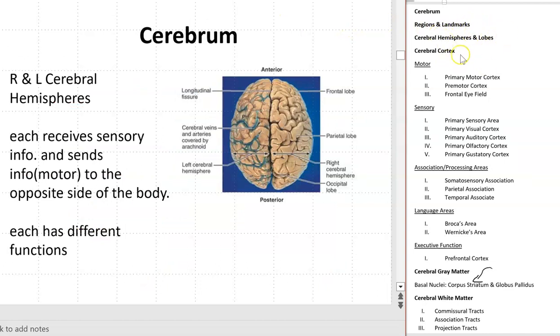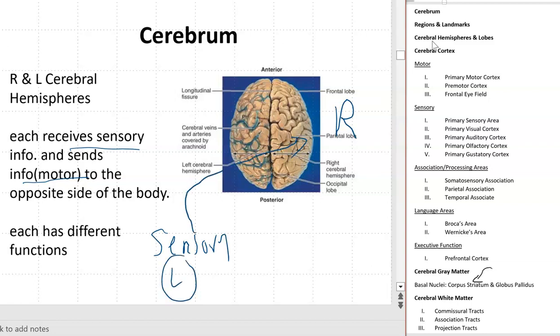We've talked about some of the lobes. We're going to get a little more detailed now and look at the cerebral hemispheres. So as we mentioned, your cerebrum is divided into a right and left cerebral hemisphere. And what's interesting is that each of those receives sensory information and sends motor to the opposite side of the body. So for example, my right cerebral hemisphere is going to process and receive all sensory information from the left side of the body, and it's going to send out all motor to the left side of the body.